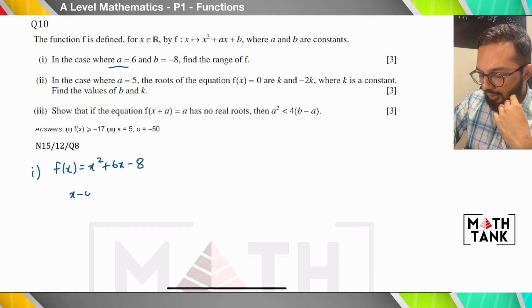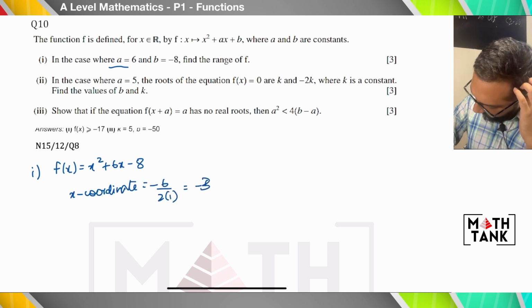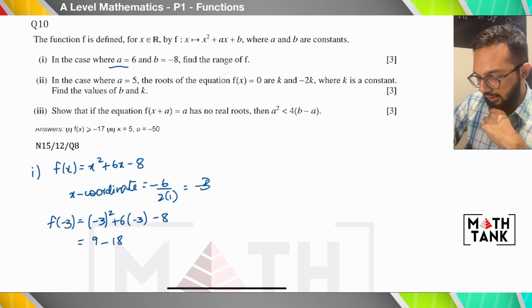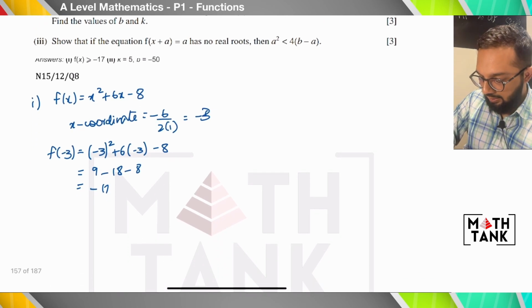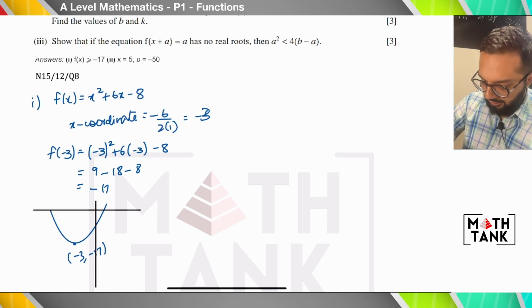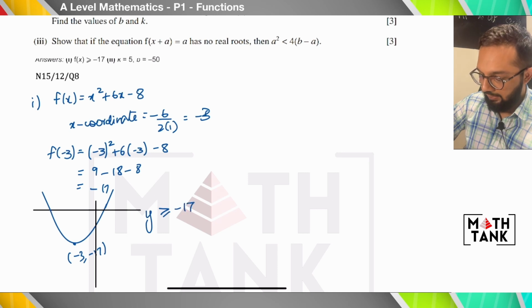So my x coordinate of the turning point is again minus b over 2a, so minus 3. And f of minus 3 should give me minus 3 squared plus 6 times minus 3 minus 8, and that gives me 9 minus 18 minus 8, which is minus 17. So when I sketch this graph, it's going to look like that because it has no restrictions on the domain. It's going to be minus 3 comma minus 17. So can I say that the range of values possible are all values that are greater than or equal to minus 17 is my range.